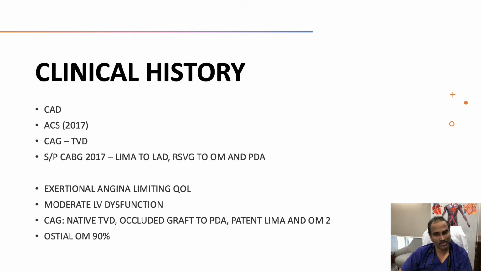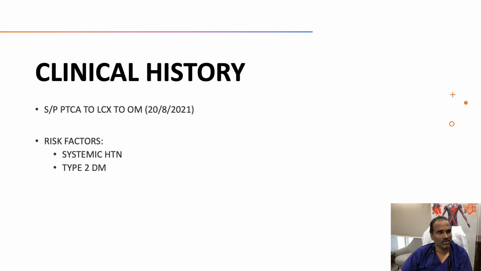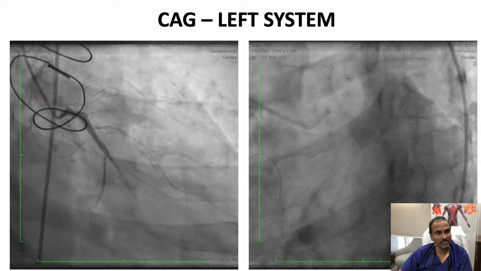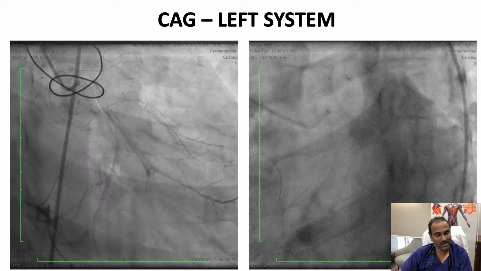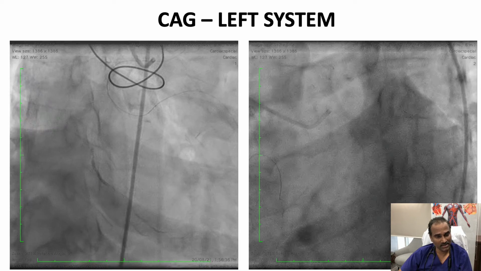CAG showed native triple vessel disease, patent LIMA and patent SVG to OM, but SVG to PDA was occluded. So the patient underwent PTCA with stent from LCX to OM on 20 August, but still his symptoms remained. So this is an angiogram at the time of angioplasty to circumflex.